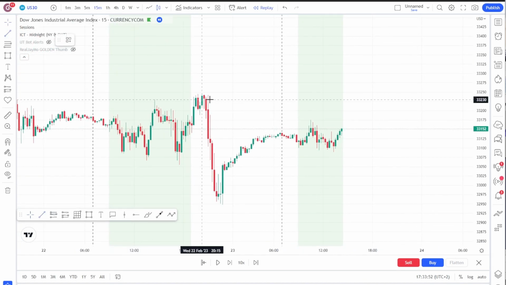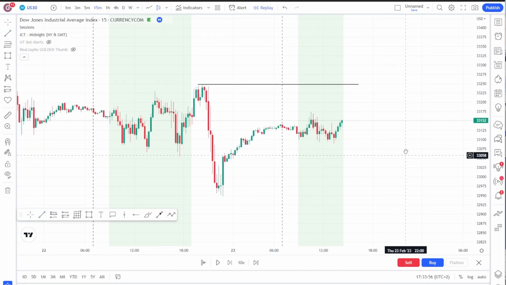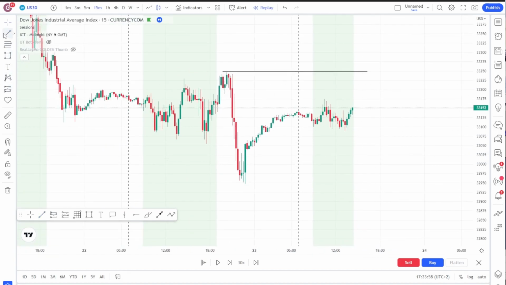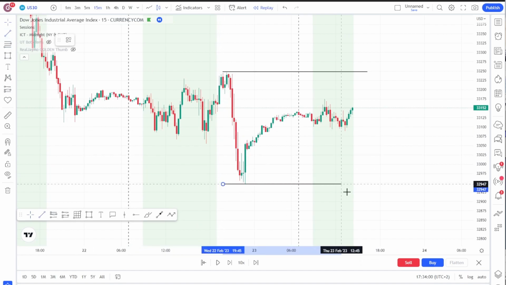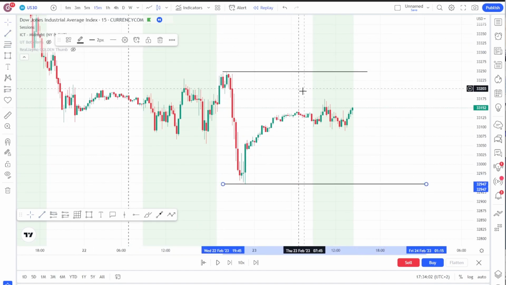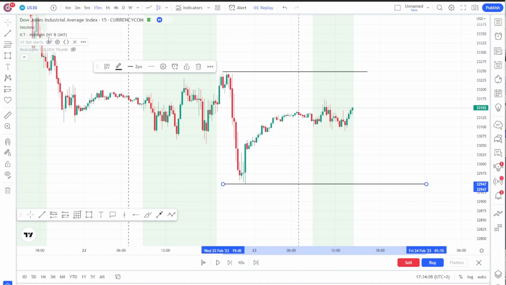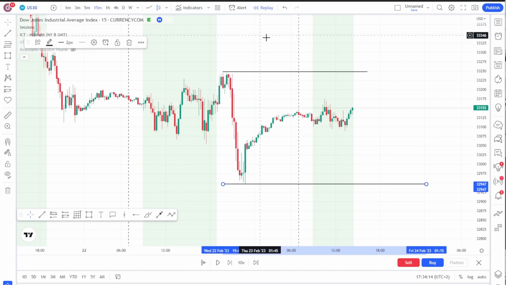So what you want to do is, of the previous day, you want to mark out the highs, okay? And you want to mark out the low of the previous day. Now these dotted lines show the beginning and the end of the previous day. I use this indicator here, ICT midnight NY and GMT. You'll find that here under indicators.